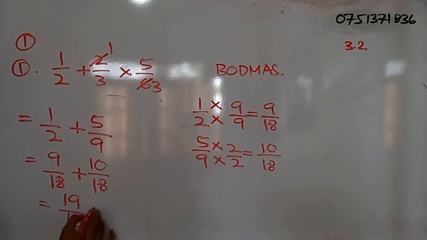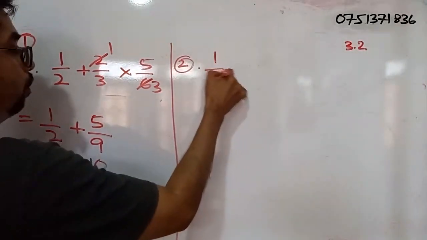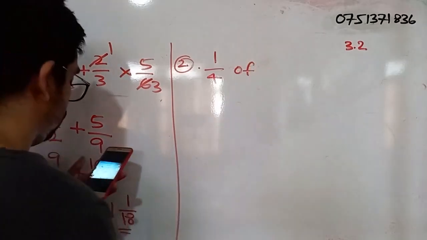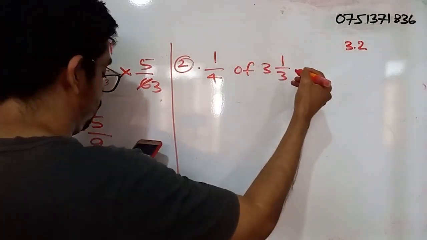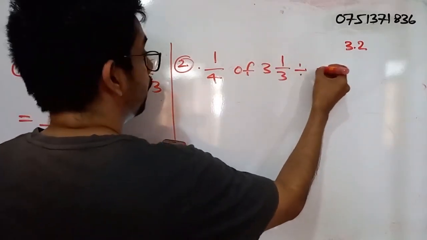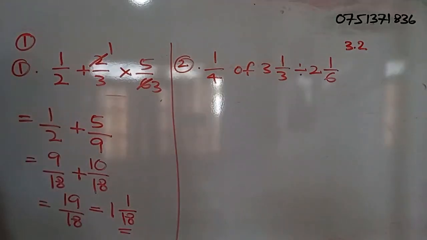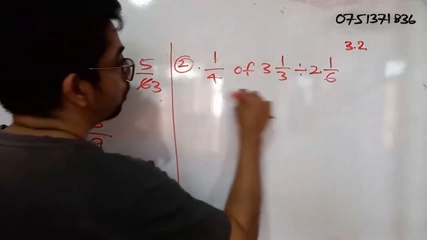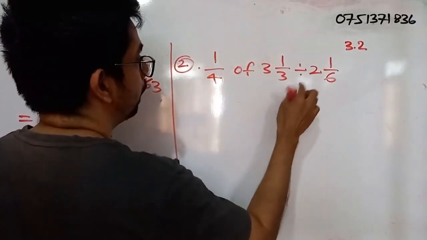19 by 18. And I can simplify this as what? 1 and 1 by 18. So we have 1 by 4 of 3 and 1 by 3, then divide by 2 and 1 by 6. Right, so according to the BODMAS rule, we have to do this part first, simplification of this part.